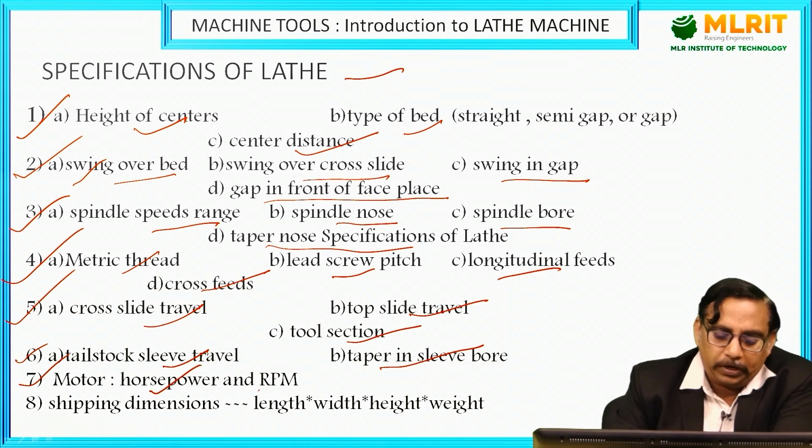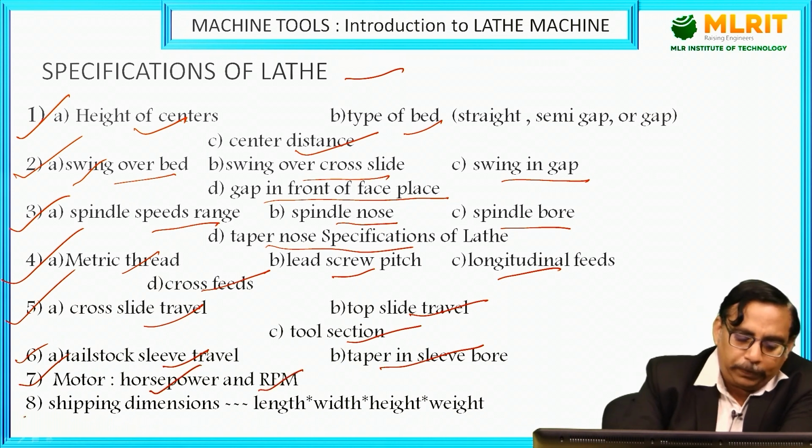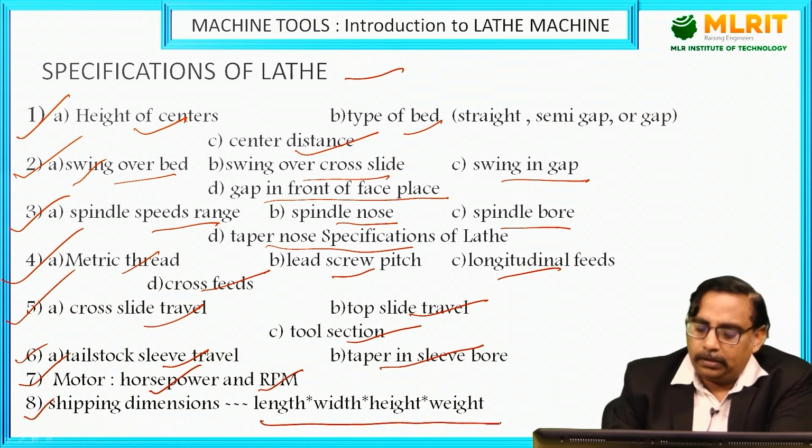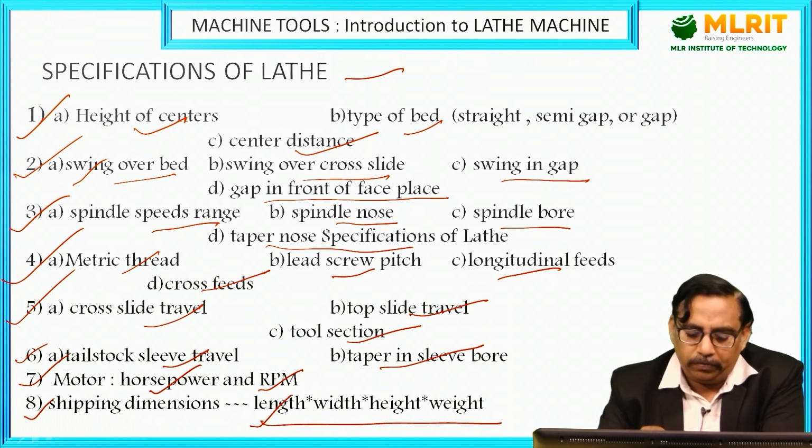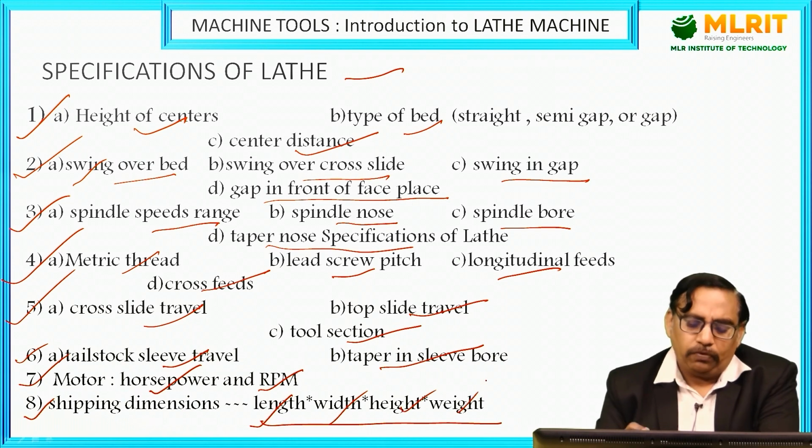Then shape and dimensions for the lathe machine, that is, it depends upon LBD. We will be calling length, width, height and weight of the machine.